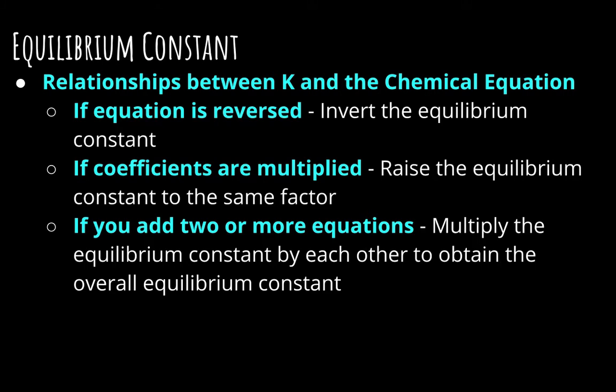For the K value, if you reverse a reaction to get a new K, you invert the equilibrium constant, so you take 1 over K. If the coefficients are multiplied by something, then you raise the equilibrium constant to that factor. So say you multiply all the coefficients by 2, you take the K value and you raise it to the second power. If you add 2 or more equations together to get an overall equation and a K for the overall equation, you multiply the equilibrium constants instead of adding like you would for a delta H. So again, same idea, we can manipulate the equation and manipulate that constant, but it's very different rules than what we did for the H's.